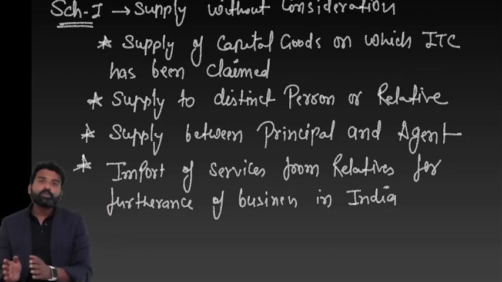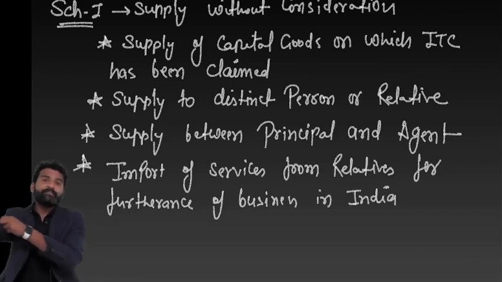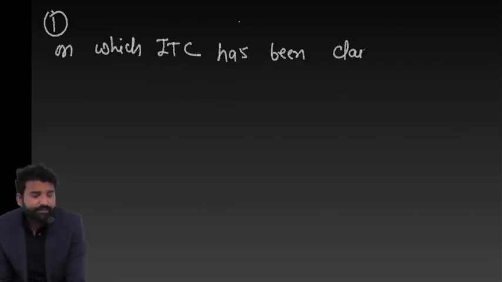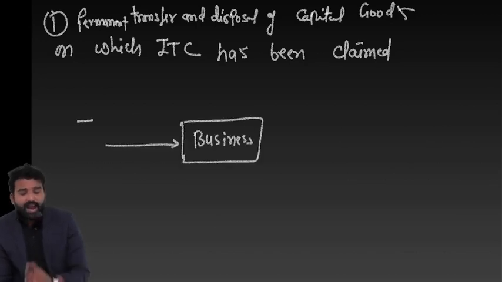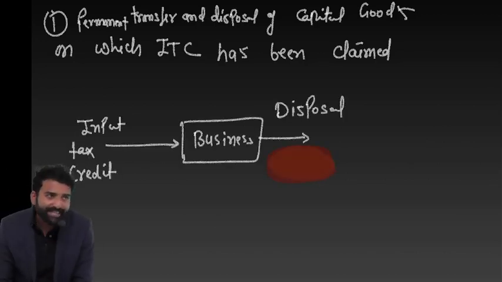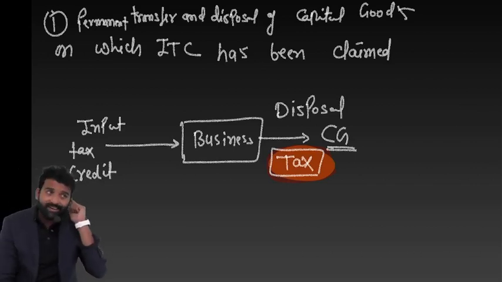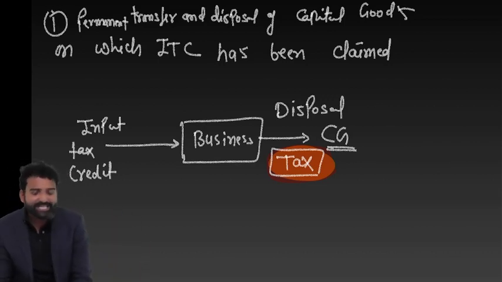So if I am disposing of my capital goods, of course I have to reverse the ITC even if it is without consideration. That is the first transaction. If I have disposed of any capital assets on which I have claimed ITC, at the time of disposal I have to pay the proportionate tax according to the life. You know why? Because the government is giving you credit for using it for 5 years and I am disposing it earlier. So of course I have to pay some amount of tax even if it is without consideration. That is the first point in schedule 1.